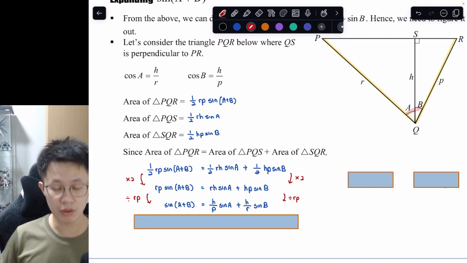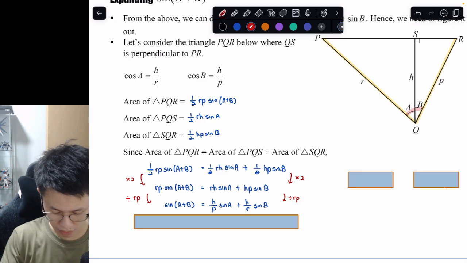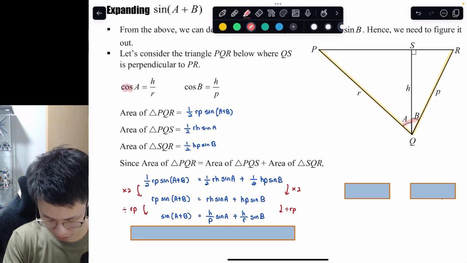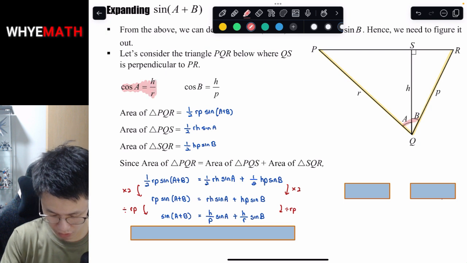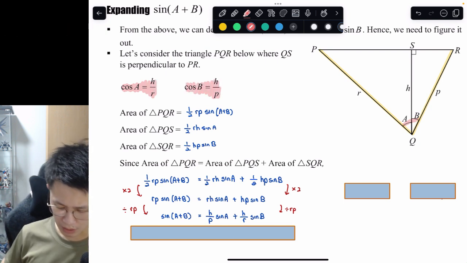Now with this equation over here, actually we can use basic trigonometry, which you'll see on top here, okay, which is over here. Cosine A is equal to h over r, and cosine B is actually h over p, and we replace them.